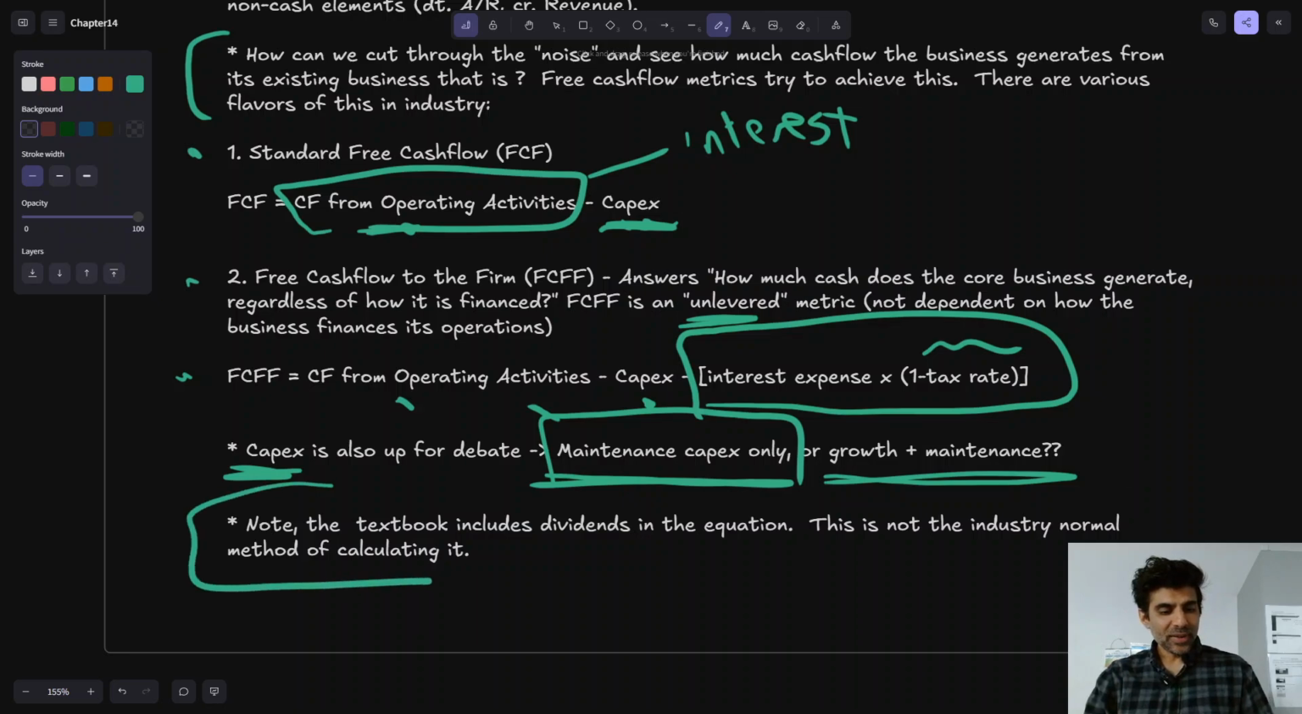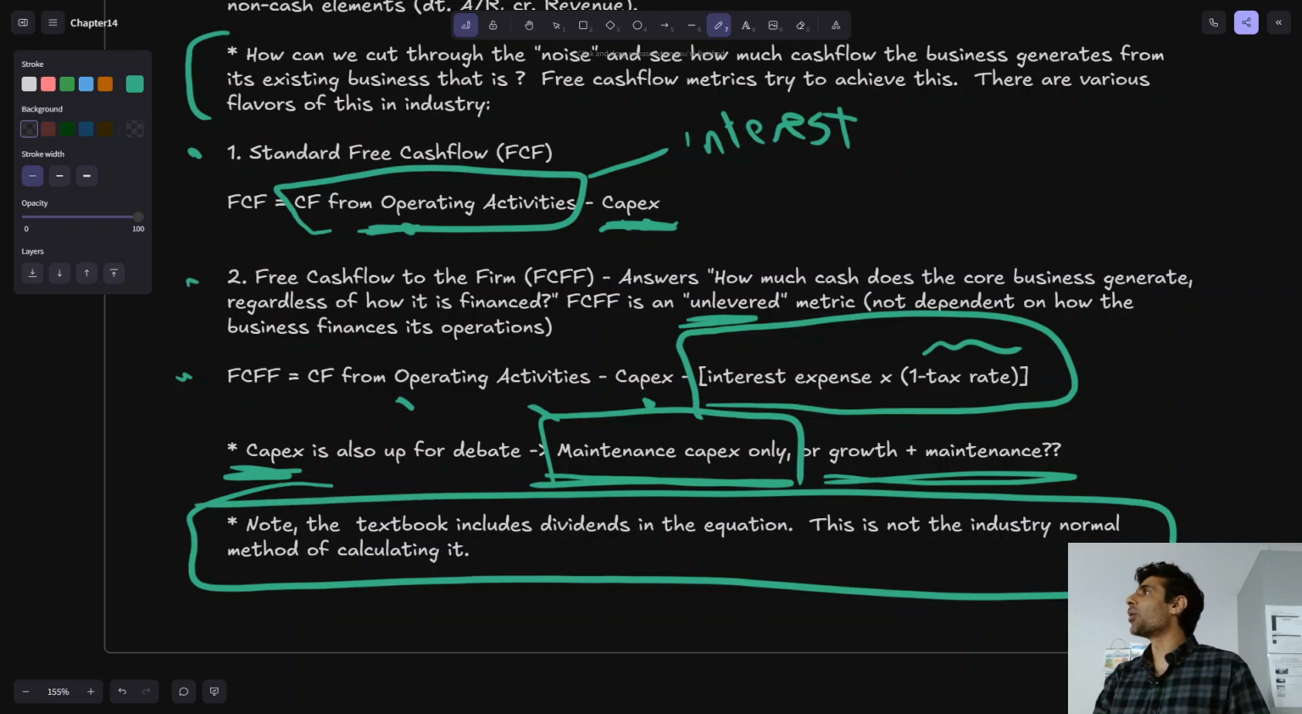In the textbook, this is an odd thing. It's totally abnormal, but the textbook includes dividends in this. That is not industry standard. I don't know why they're presenting that, but for your homeworks, just use what the book is asking you to do, because that's what will get marked correct. But I'm just telling you that in industry, dividends are not subtracted out, because how much you pay in dividends is arbitrary. The management may decide not to pay a dividend at all, right? So that doesn't change how much cash flow the business is generating. So it's nonsensical to include it, but the book does.